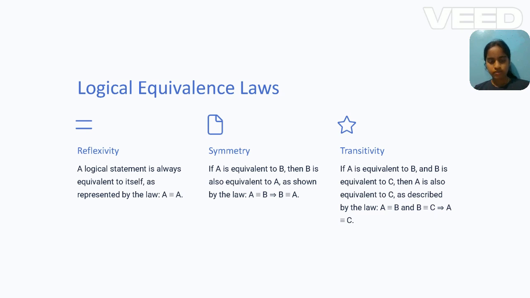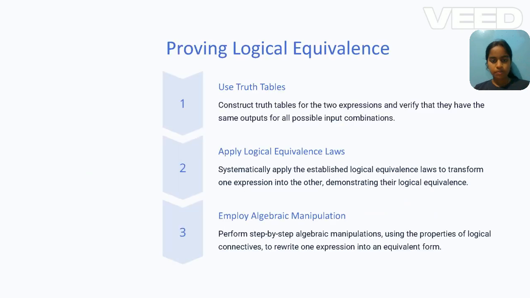Transitivity: if A is equivalent to B and B is equivalent to C, then A is also equivalent to C, as described by the law: A ≡ B and B ≡ C implies A ≡ C. Proving logical equivalence. Use truth tables. Construct truth tables for two expressions and verify that they have the same outputs for all possible input combinations.